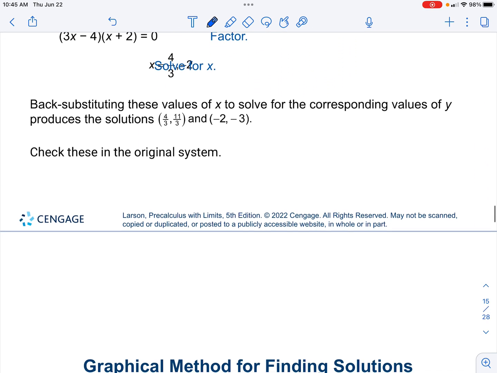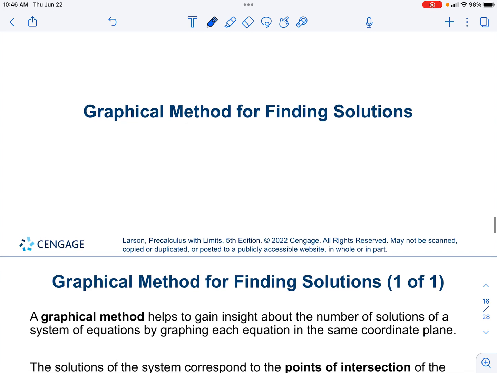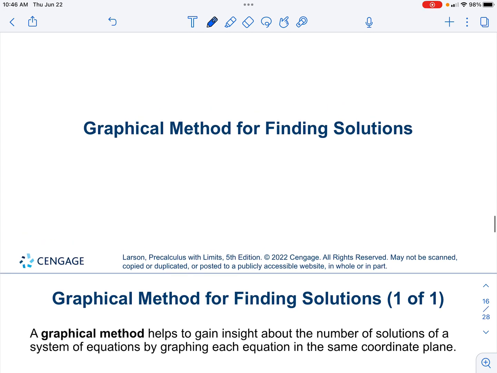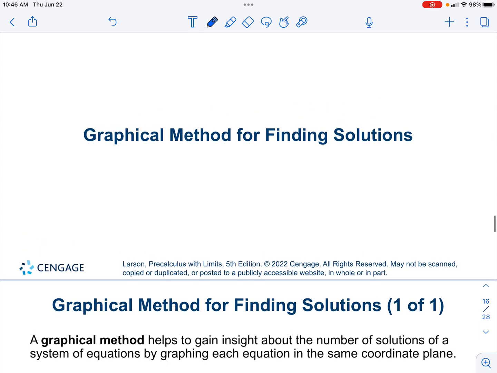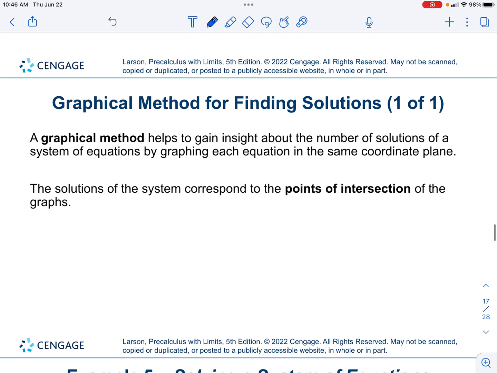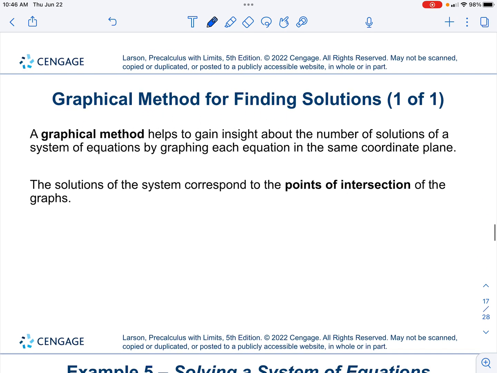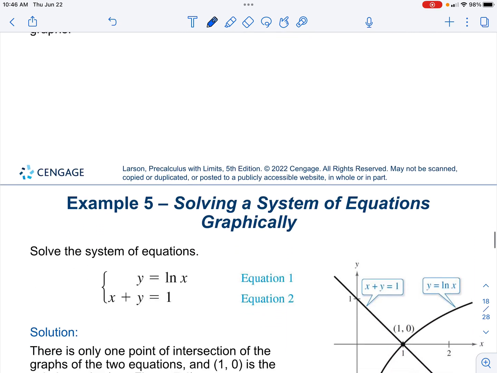All right, so we've done all that. The graphical method for finding solutions is also in this section. We talked about solving by substitution. Graphing would be if you graphed both equations and the solution is going to be the points of intersection. So there might be 1 point, 2 points, more than that, 0. There could be any number of solutions.